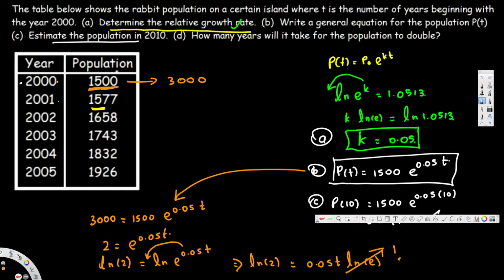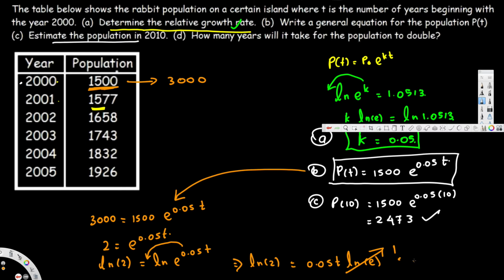Let's continue here, let's use a different color. So ln of 2 is equal to 0.05t. Therefore t is equal to ln of 2 divided by 0.05. Therefore t will give us 13.86 years. Approximately we can say 14 years. So 14 years is the answer for the D part. And that's how we do that.